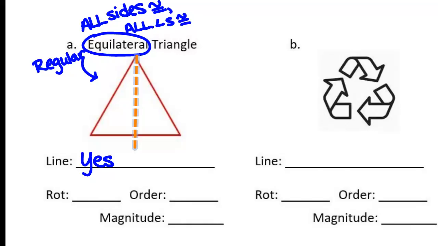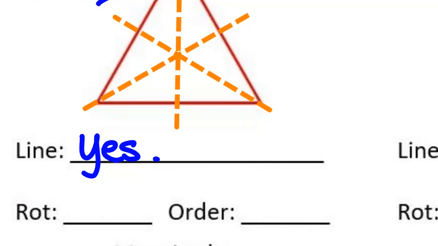So there's 1 if I go straight down through the center like this, straight through that top vertex. There's 1 if I go through this lower left vertex. And there's 1 if I go through the lower right vertex. So we have 3 lines of symmetry.